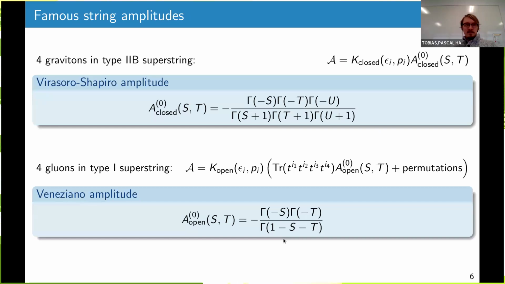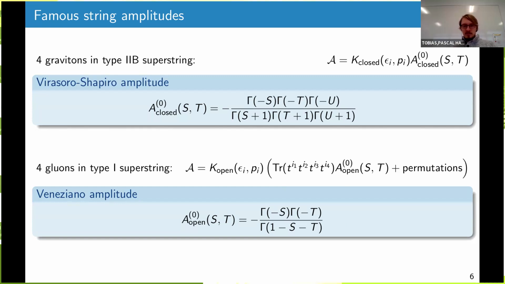So here are the 2 most famous string amplitudes. The 4 graviton amplitude in the closed string is defined like this. We take out a factor K that depends on the polarizations. And what is left is this famous Virasoro-Shapiro amplitude. For gluons, we also take out a factor depending on the polarizations, and then this trace of the gauge group generators T. And then what's left is this color-ordered amplitude, which is the Veneziano amplitude.